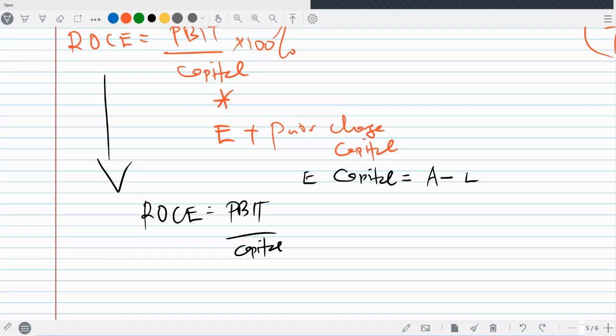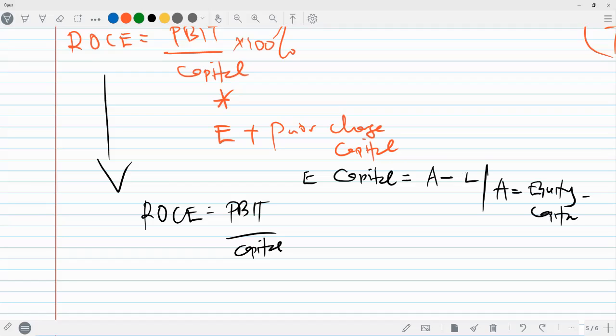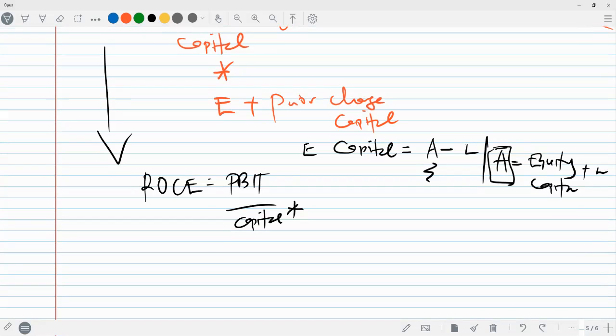When we make A the subject of the formula, we can say assets of the firm, A, is equal to equity capital plus liability. What is liability? The prior capital providers of funds you have. Therefore, this is our capital here, which means you can replace it with assets. Therefore, return on capital employed is profit before interest and tax divided by assets. And the same is going to give the same answer at the end of the day.